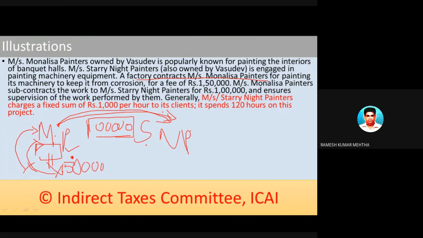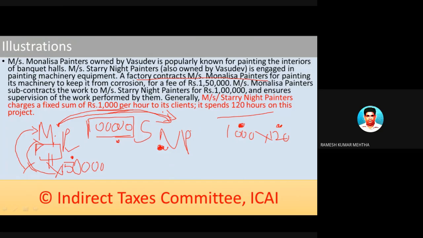However, if the same work is taken up by S&P from a third customer, from a normal customer, how much would they have charged for this kind of service? 1,000 per hour into 120 hours. To accomplish this kind of work, it requires 120 hours, and for each hour they will be charged 1,000 rupees per hour by this guy.